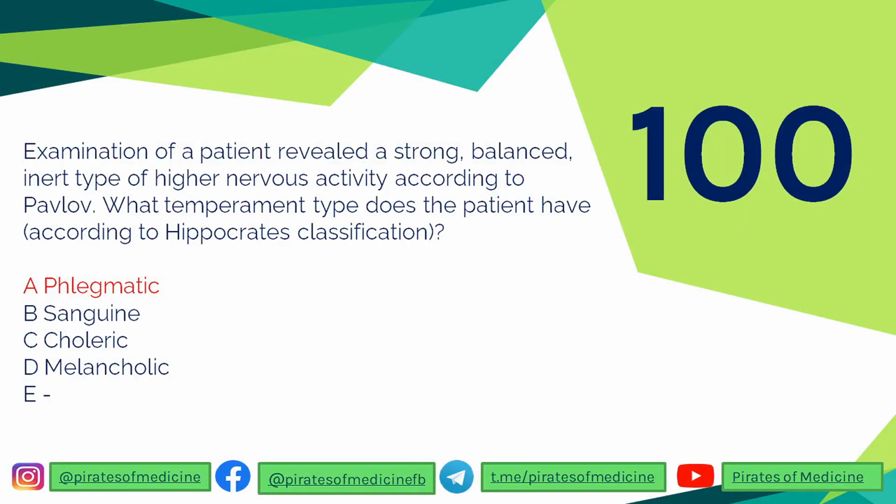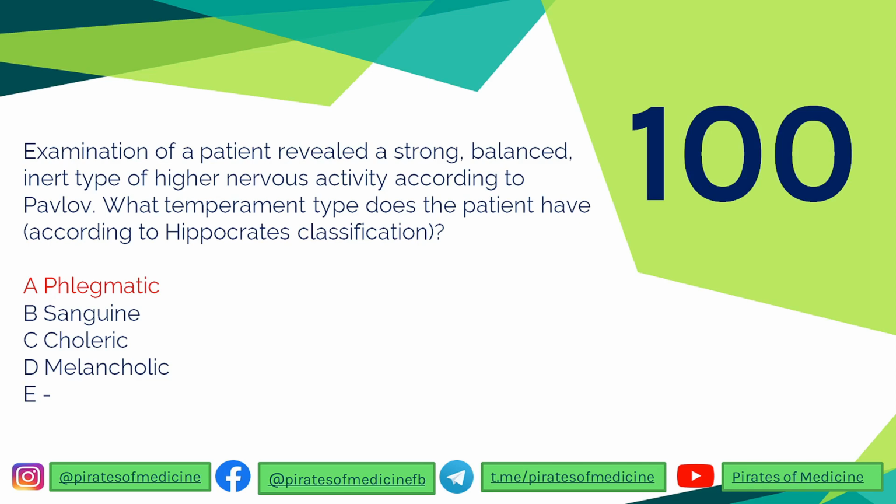100th question today is: examination of a patient reveals a strong, balanced, inert type of higher nervous activity. According to Pavlov, what temperament type does this patient have? Now, Hippocrates, I agree that he was a great man. He was a great scholar. So, I mean, we have to do this question for Krok, and for your easier help, I have made this flowchart.